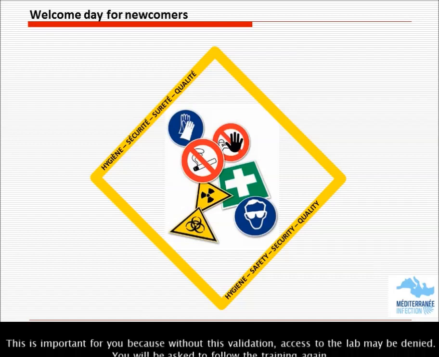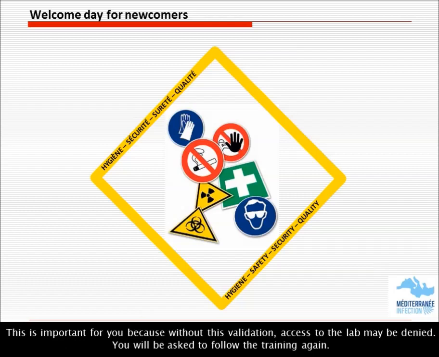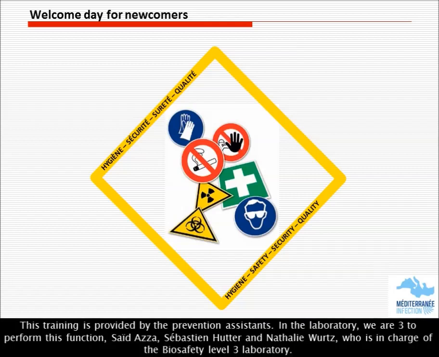This is important for you because without this validation, access to the lab may be denied. You will be asked to follow the training again. This training is provided by the Prevention Assistants. In the laboratory, we are three to perform this function: Esa, Sebastian Hutter, and Natalie Wirtz, who is in charge of the NSB3 laboratory.